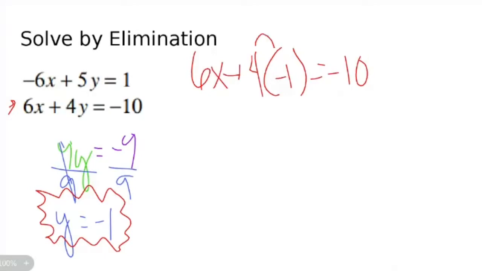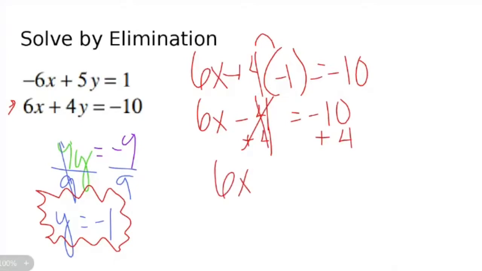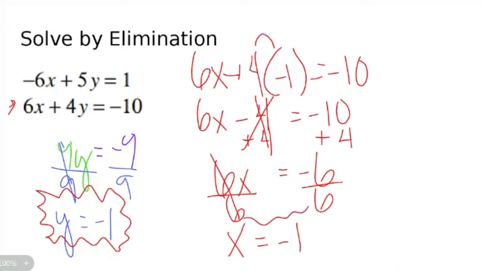4 times negative 1 here is negative 4. Is x all by itself? No. What's in the way? 6 is in the way, but negative 4 is in the way. So let's add 4, cross you out. 6x is going to equal negative 6. Is x all by itself? No. What's in the way? Times 6 is in the way. So let's divide both sides by 6. And x equals negative 6 divided by 6, negative 1. X is negative 1. Y is negative 1. Negative 1, negative 1 is my answer.